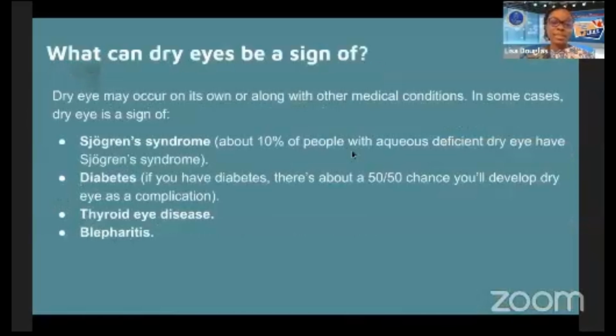So what can dry eyes be a sign of as well? Dry eye may occur on its own or along with other medical conditions. In some cases, dry eye is a sign of Sjögren's syndrome. About 10% of people with aqueous deficient dry eye have Sjögren's syndrome. Diabetes. If you have diabetes, there's about a 50-50 chance you'll develop dry eye as a complication. Thyroid eye disease or blepharitis.